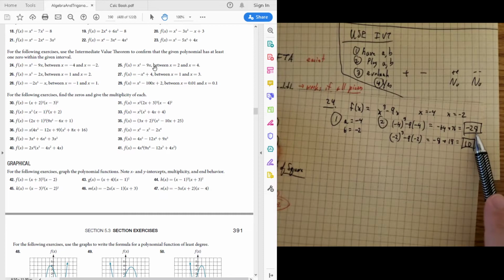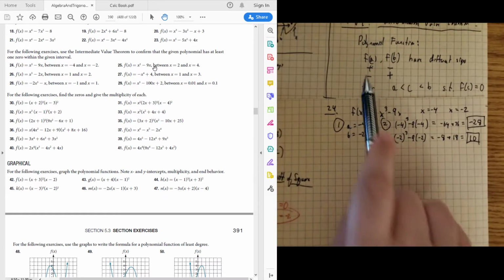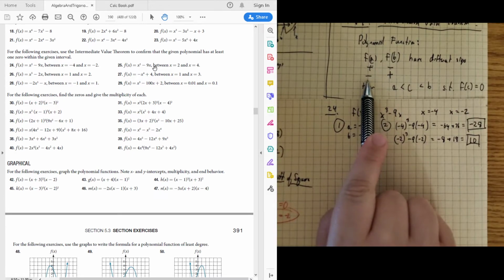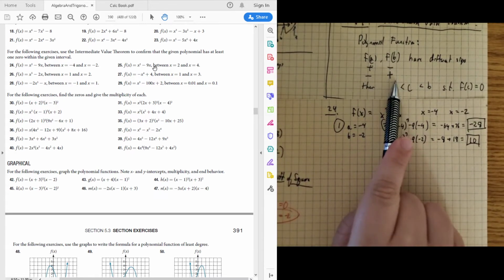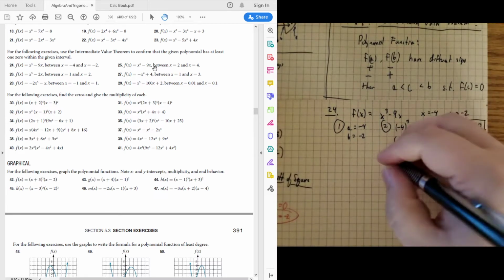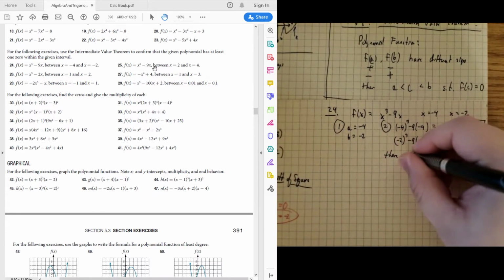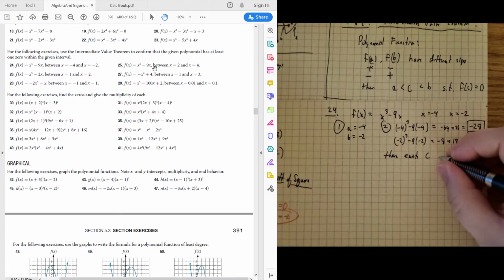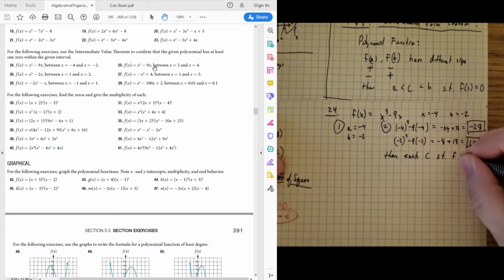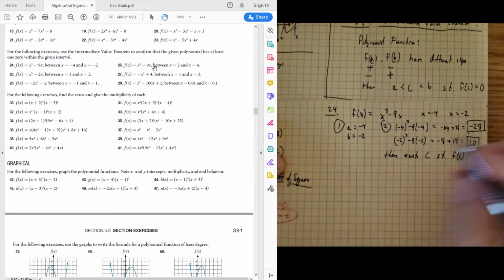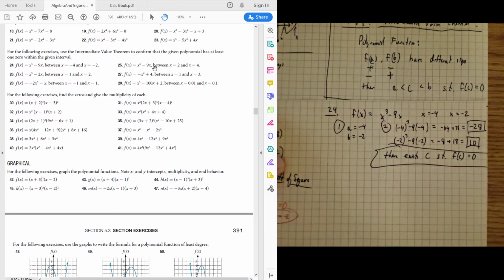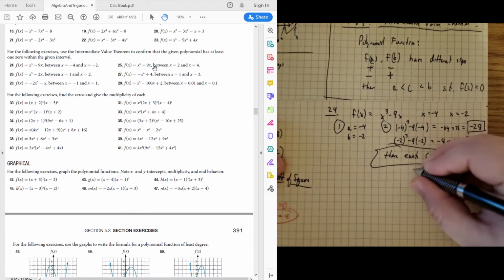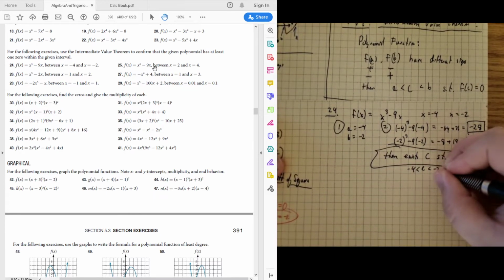Notice how we have a negative 28 and a positive 10. We have switched signs. We switched from negative 28 to positive 10. We have f of a being negative. We have f of b being positive. What does it say? Then there exists c such that f of c equals 0. This is actually your answer. Well, and the fact that c is between negative 4 and negative 2. That's the other piece.